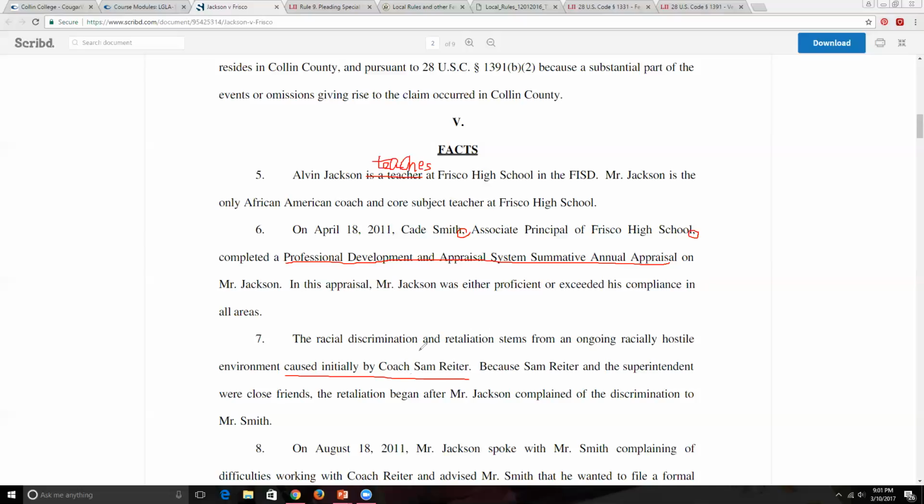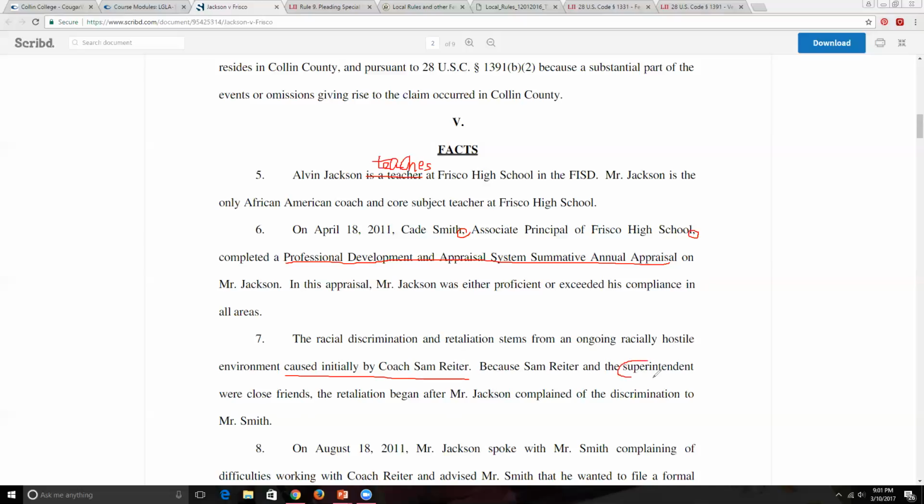So this isn't the best, but it's still a short sentence. It's clear, so it's not bad. Because Sam Ryder and the superintendent were close friends, the retaliation began after Mr. Jackson complained of the discrimination to Mr. Smith. Okay, so Mr. Jackson complained to Mr. Smith about Mr. Ryder.